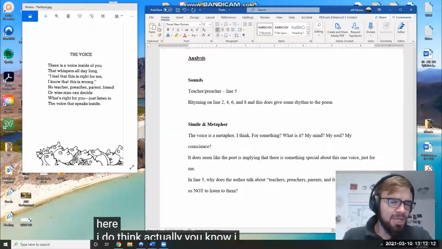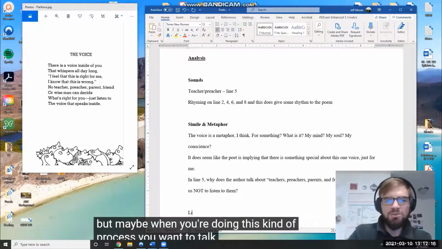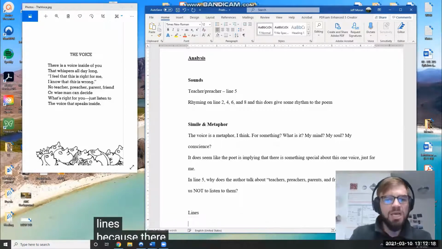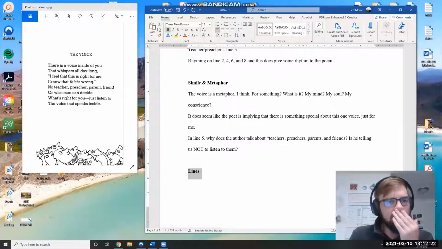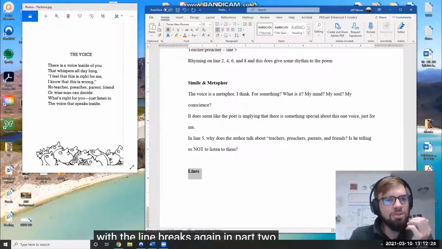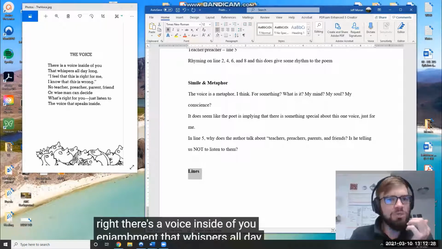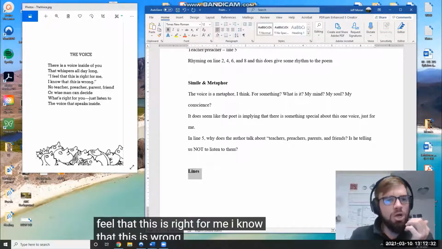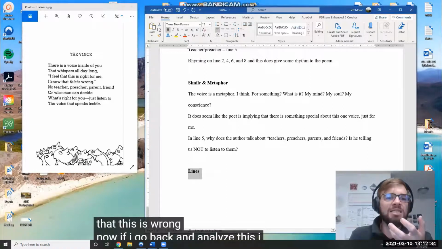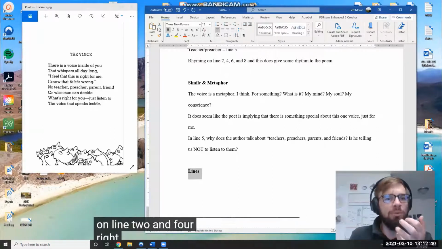I do think, actually, I wrote down simile and metaphor, but maybe when you're doing this kind of process, you want to talk about lines, because there is something really interesting going on with the line breaks again in part 2. There's a voice inside of you, enjambment, that whispers all day long. I feel that this is right for me. I know that this is wrong. Now, if I go back and analyze this, I think that the enjambment after you here is to get the rhyme on lines 2 and 4.